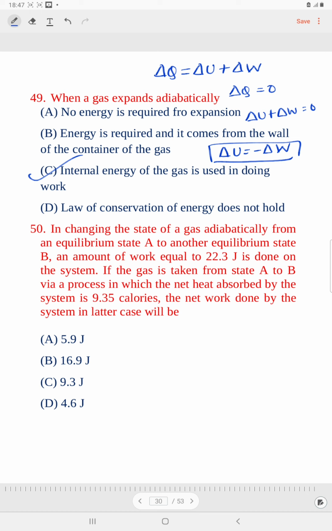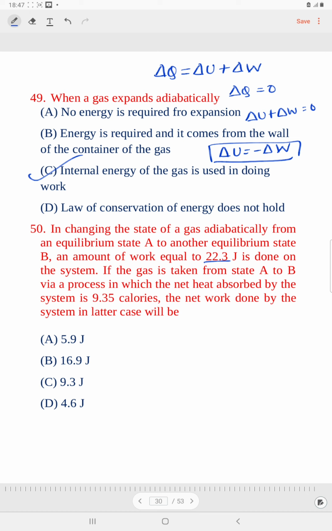The question is, you are changing the state of a gas from A to B, that too adiabatically. What work are you spending for that process? You are spending a work of 22.3 joule. That is in the first case. But if the same gas is taken from A to B in another process where heat absorbed is 9.35 calorie, then what is the work done in that case going to be?